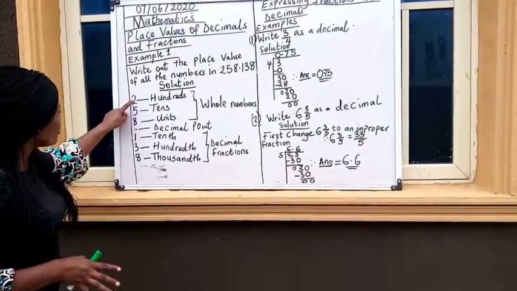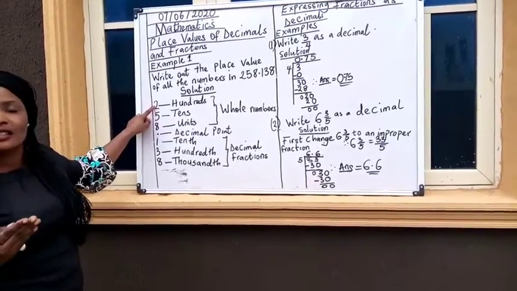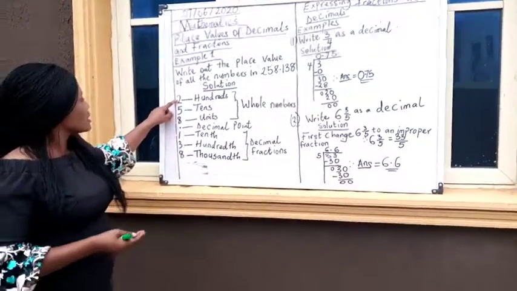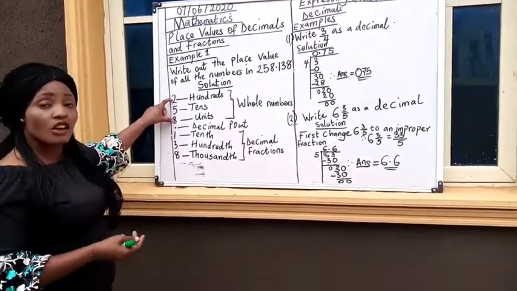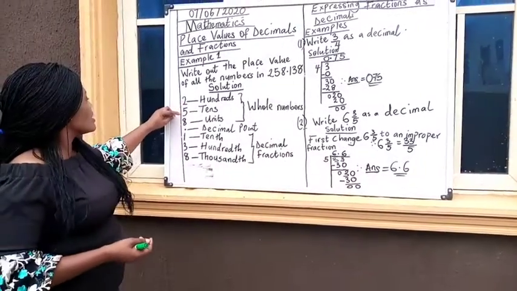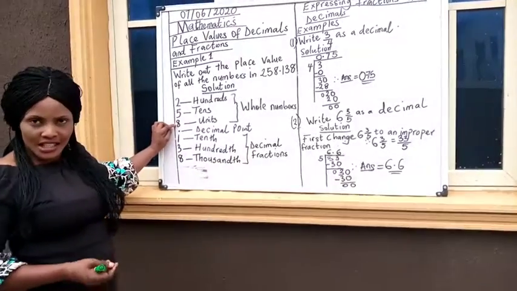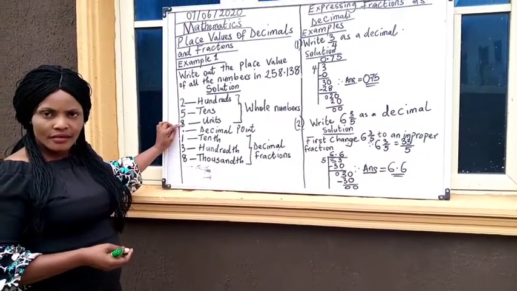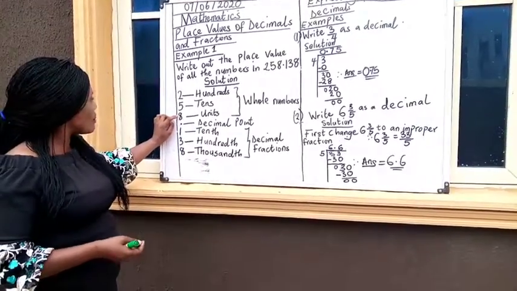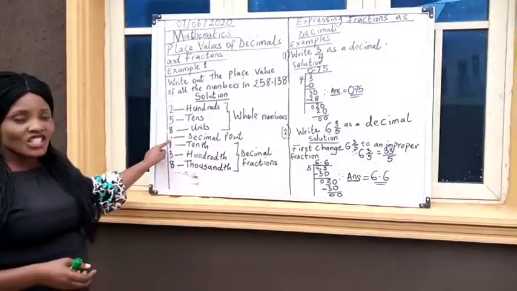This first number is the hundreds. I believe you are all familiar with your hundreds, tens, and units. Because this is a 3-digit number before the decimal point, the first number is the hundreds, the second is the tens, while the last is the units. The three numbers before the decimal point: this is the hundreds, this is the tens, while this is your units.